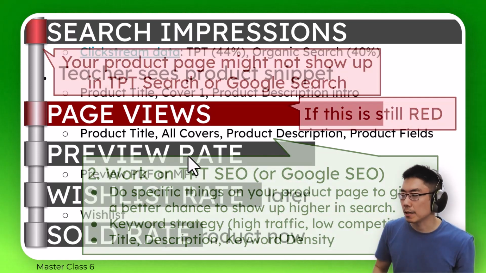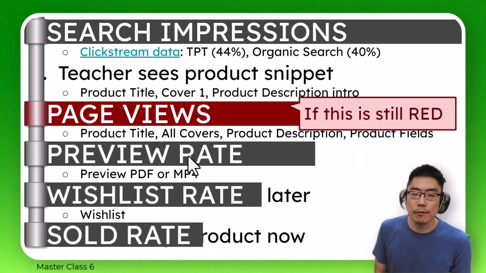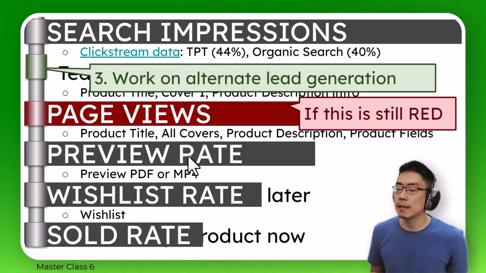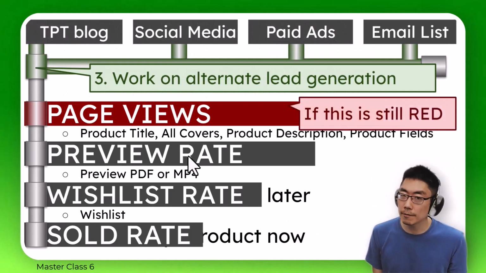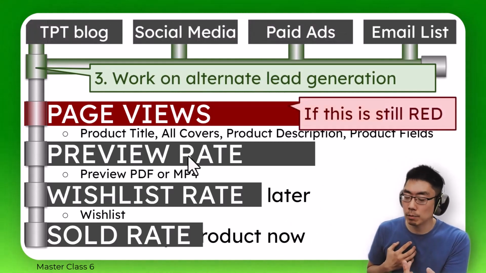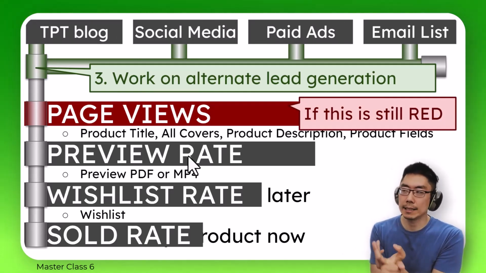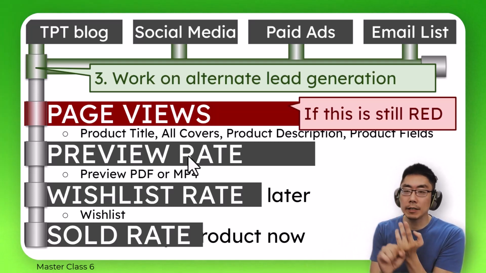But it might be that you've done that, or you can't crack what keywords to use. And that's possible. So if your page views are still low, then you need to seek different alternative sources of leads. And this is where you've got to go to manual, like create your own TPT blog or submit your TPT product to the newsletter to get listed there, or you're posting on social media, or you're running paid ads, or you have an email list.